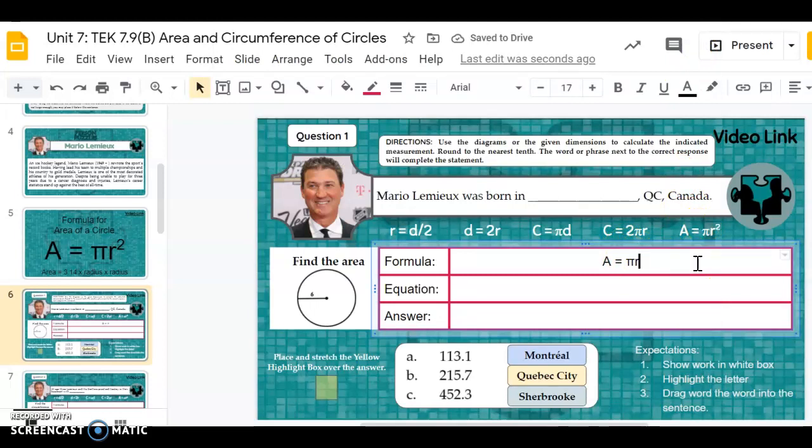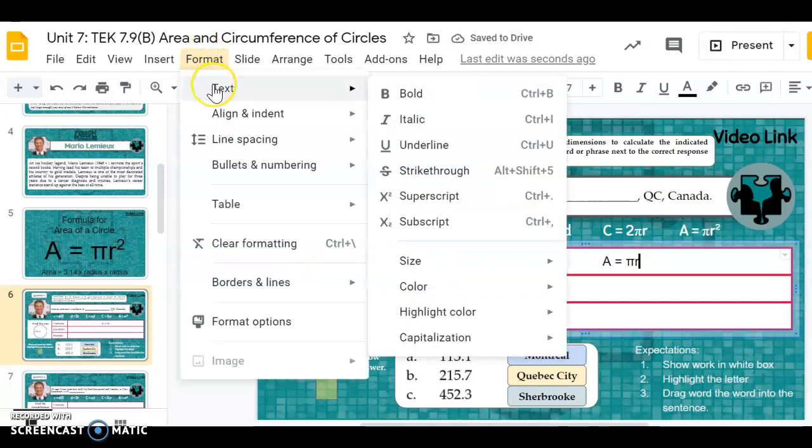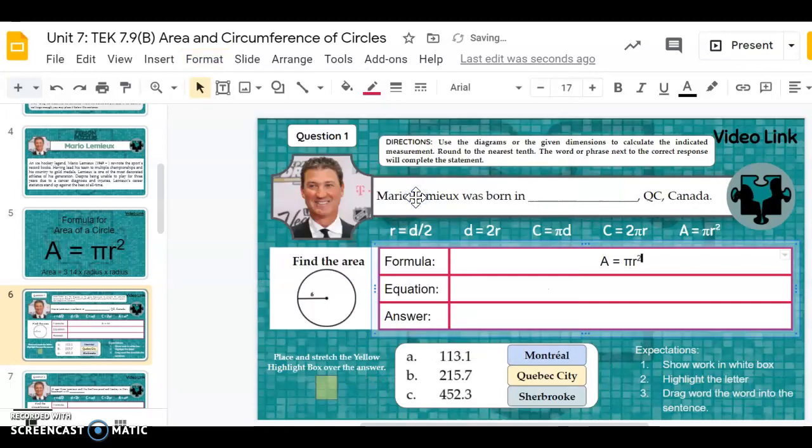Now I put in my r. How do I make the little tiny 2? I can't just put a 2. That's not the same thing. You're going to go up here to format, down to text. You're going to go over to where it says superscript. Notice how you see the little tiny 2 right there. That's how you're going to make it. You click on it. Now you click the little 2. Now you have this formula right here.